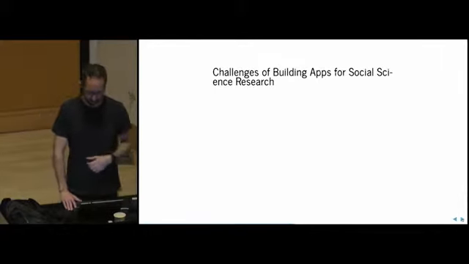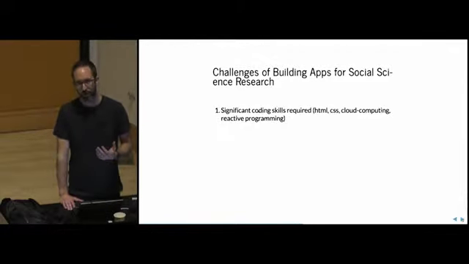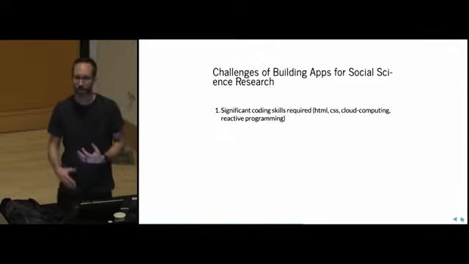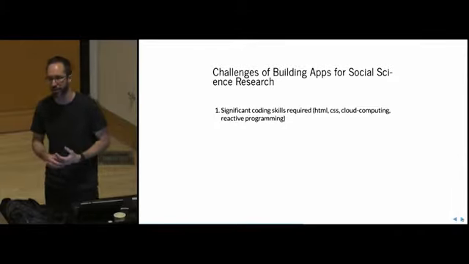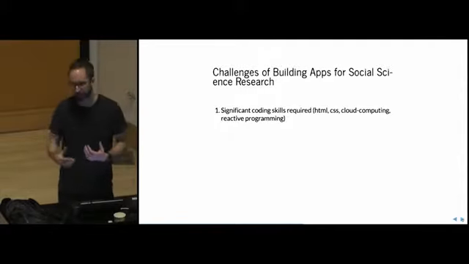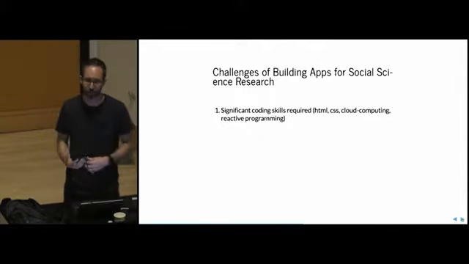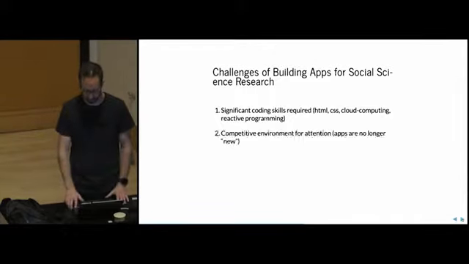So one of the challenges of building apps for social science research, for a long time, is that it required significant coding skills that transcend a lot of the base skills that many of you may now have in R or Python: skills in creating web pages, dealing with the aesthetics, CSS, cloud computing, and reactive programming, which is challenging for many social scientists.